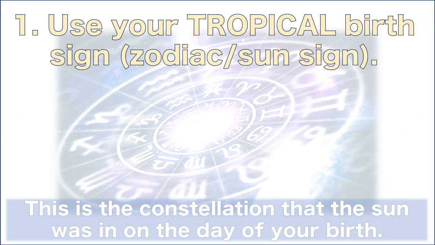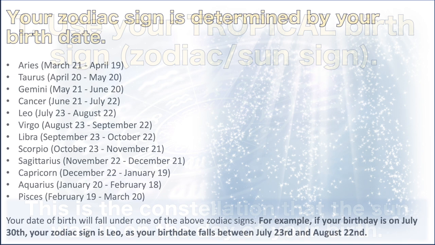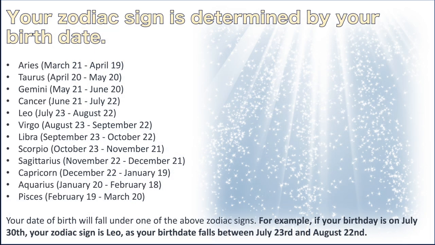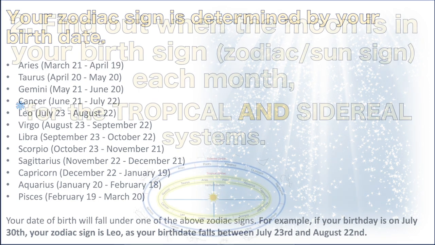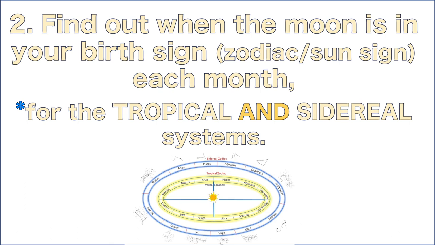Okay, the first step is to use your tropical zodiac or sun sign. This is determined by your date of birth, so your birthday falls under one of these tropical sun signs, and that is the sign that you should use to calculate your practice time. For example, if your birthday is on July 30th, your sun sign is Leo, because your birthday falls between July 23rd and August 22nd.